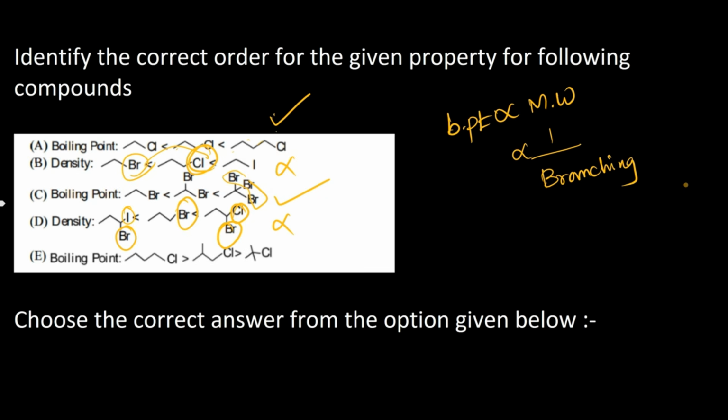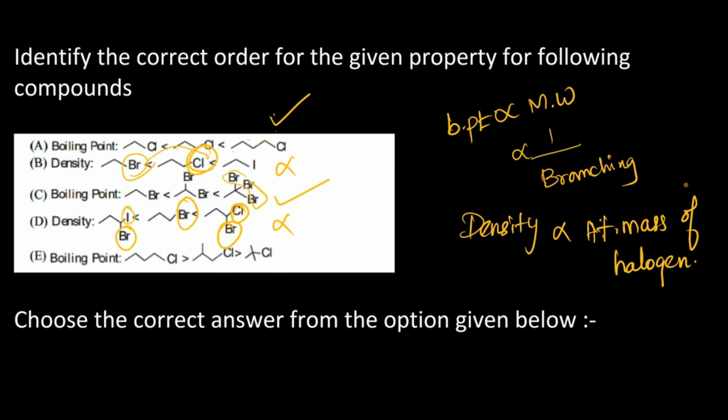It should be that density is directly proportional to the atomic mass of the halogen present over there. So clearly this is not a correct order. And what about E? I have the same molecular formula, but branching is the thing, which makes it inversely proportional to boiling point, right? So which makes it right. So A, C and E all are right.